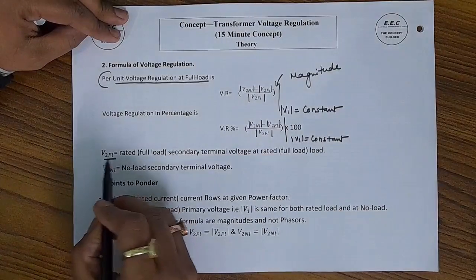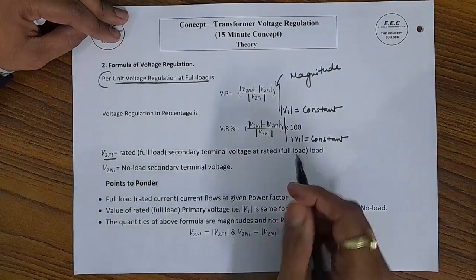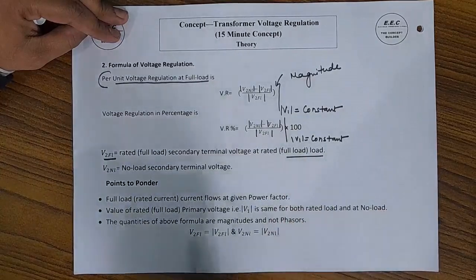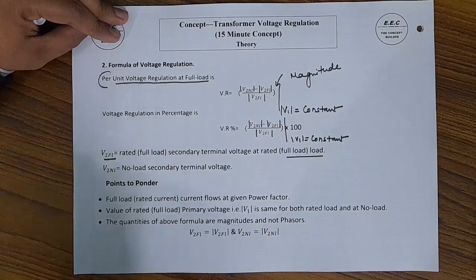Now what is full load? V2 full load is the rated or the full load secondary terminal voltage at full load condition. And V2 no load is the no load secondary terminal voltage. Now points to ponder.